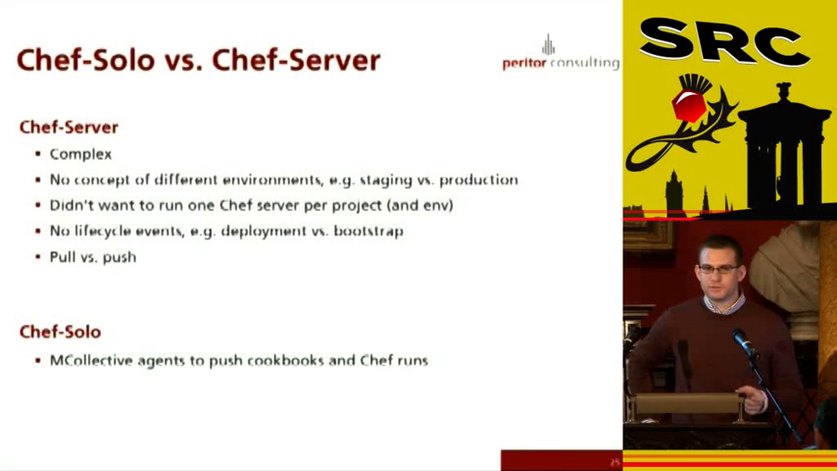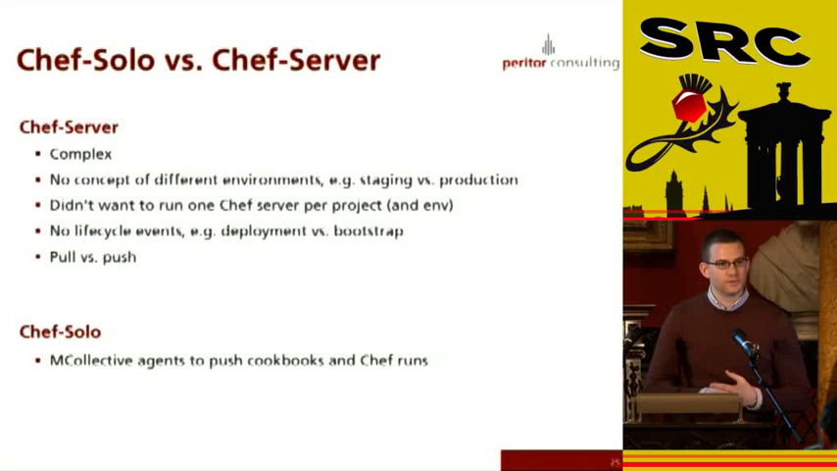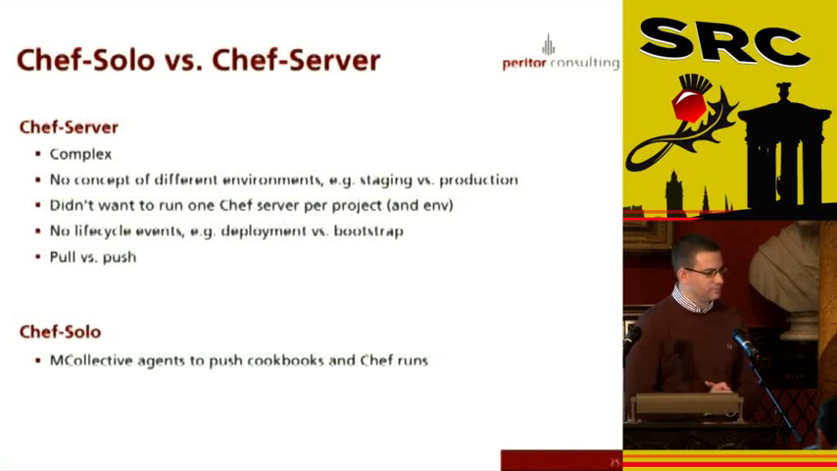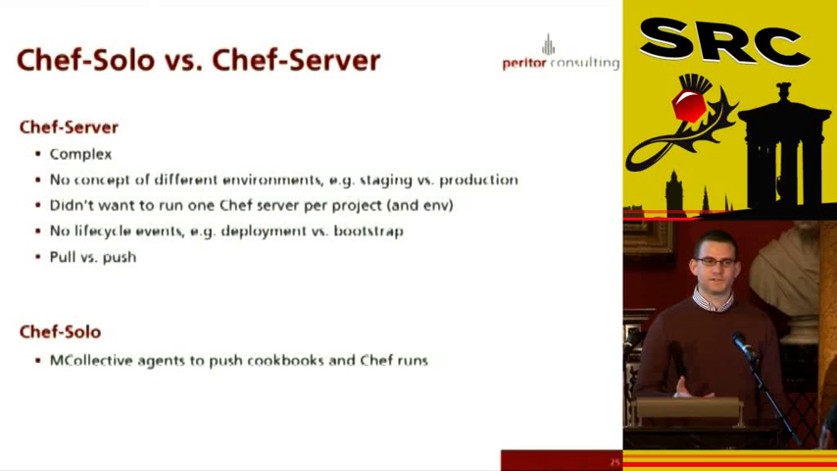But it's very hard to scale this approach if you have 1,000 machines, 10 projects, and each project has staging, production, tests, and QA. Because you have only one global repository of cookbooks, so everybody is going to step on each other's toes. The other problem is that there are no lifecycle events. There's only one global chef run, and you cannot really force it. You can only wait until the client connects and then applies the configuration.